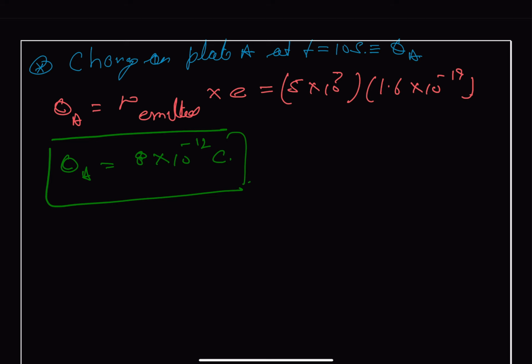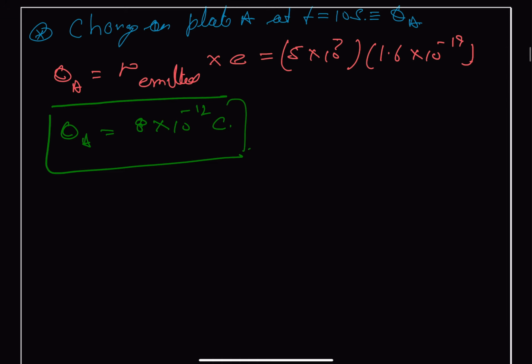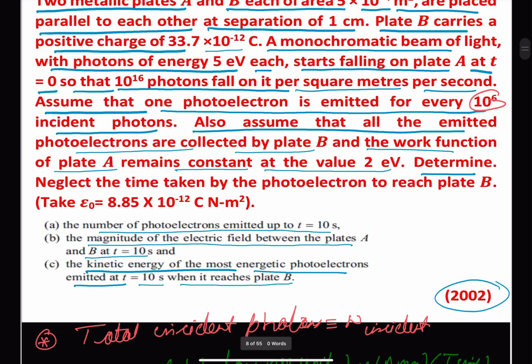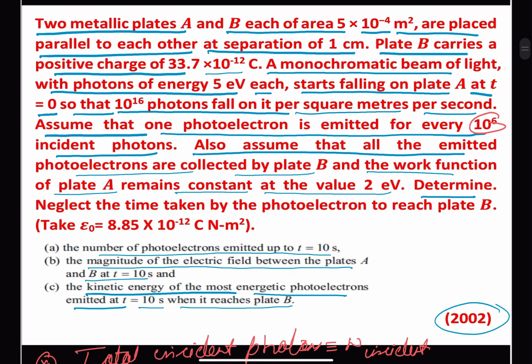And it is also given that plate B collects all the electrons. Obviously, previously the charge on plate B is said to be positive, and that is given as 33.7 into 10 to the power minus 12 coulomb, and it is positive. So as it collects more and more electrons, the charge on it is going to reduce.